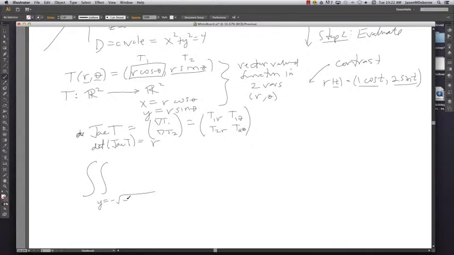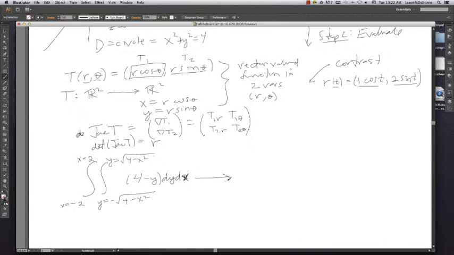The square root of 4 minus x squared was our original upper limit for y, so y goes up to the square root of 4 minus x squared. And then x goes from -2 to x is equal to 2. And we are integrating the function 4 minus y dy dx, I'm sorry.